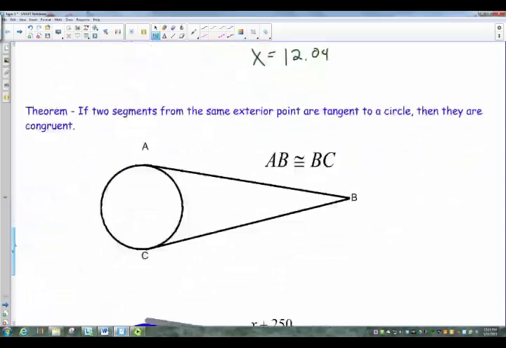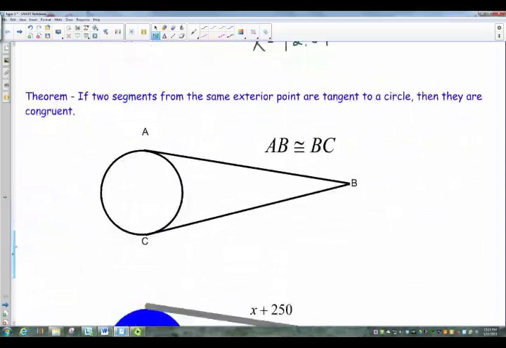Let's keep moving. Now we've got another theorem that works with tangent lines. This says if two segments from the same exterior point, remember exterior means outside, are tangent to a circle, then they are congruent. So we've got these two lines, AB and BC. They're both tangent to this circle. They both originate at B, so that means that those two lines are tangent, so AB is congruent to BC.